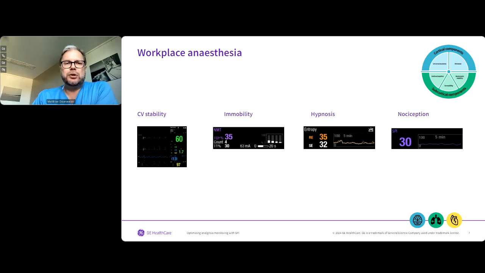Neuromuscular monitoring should be mandatory in any patients that have neuromuscular drugs used. And with respect to hypnosis and nociception, therefore talking about depth of anesthesia, I think we still have to challenge this topic.